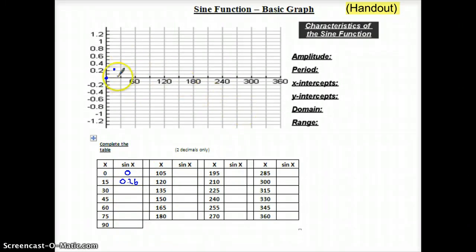Once you actually filled in and have the shape, then answer this question: what is the amplitude, what's the period, what are the x-intercepts, what is the domain and the range. Please have this information, because I'm very likely to ask you this on quizzes and tests. So figure it out, and if you need to, look at the PDF for the actual answers.